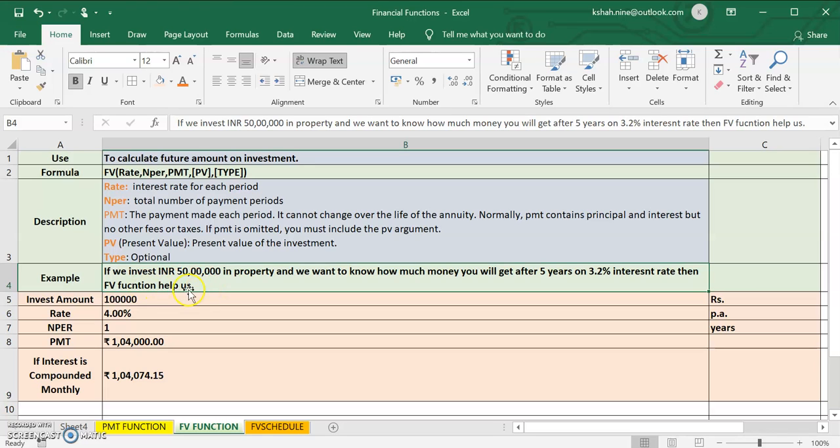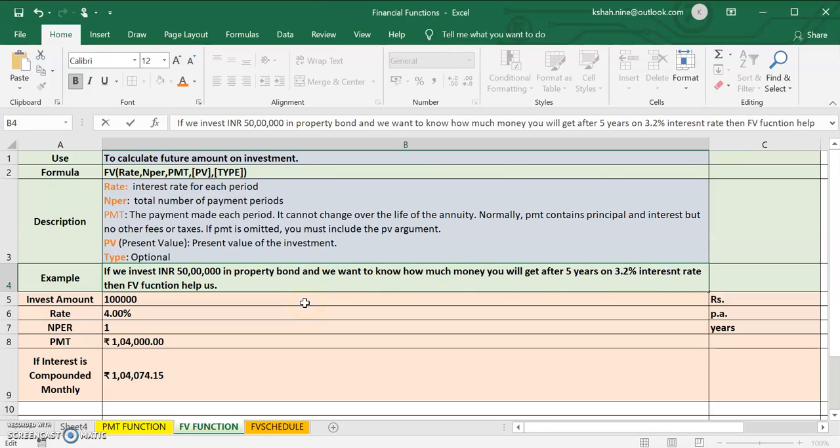So here we have one example, like if we invest 50 lakhs in property and we want to know how much money you will get after 5 years on 3.2 interest rate. So property means any kind of property, bond or anything, suppose any XYZ, right? And you want to calculate what will be your future value.